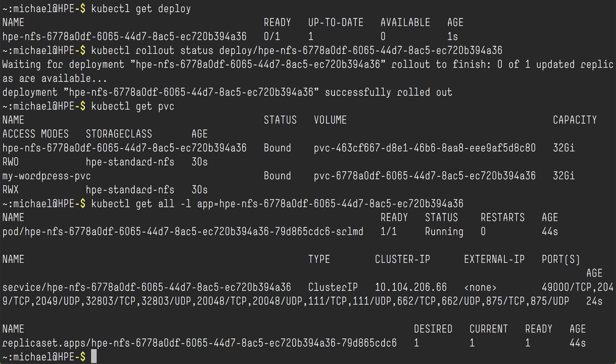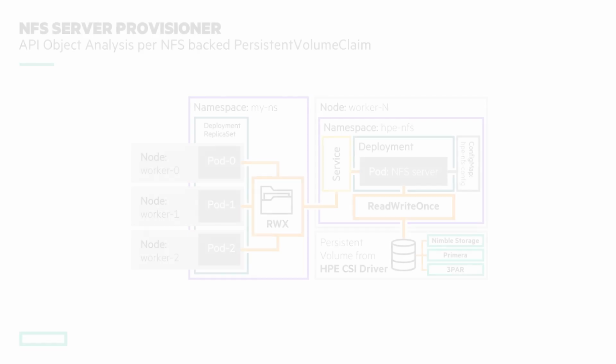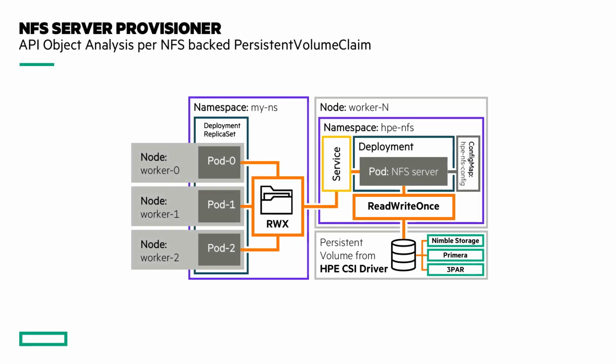And what I want to do is just lay out here for you what this actually looks like. The NFS server provisioner that we include with the HPE CSI driver deploys a number of different components. But if we start at the bottom here, we can see that we require a persistent volume from the HPE CSI driver. And it could be Nimble, it could be Primera, it could be 3PAR, or any future container storage provider for that matter. On that read-write-once PVC, we will attach an NFS server.